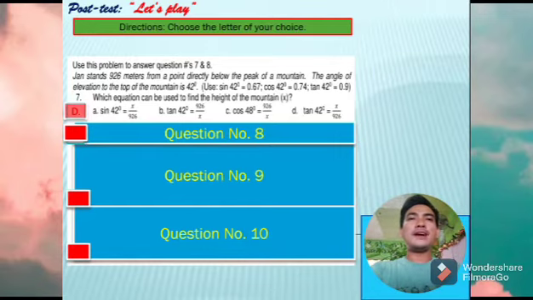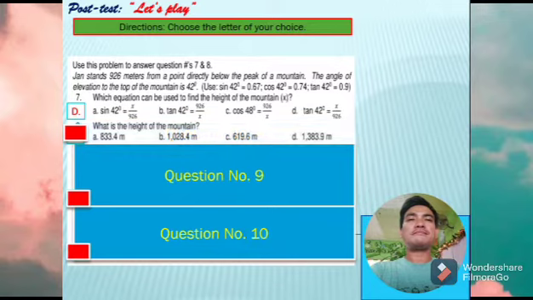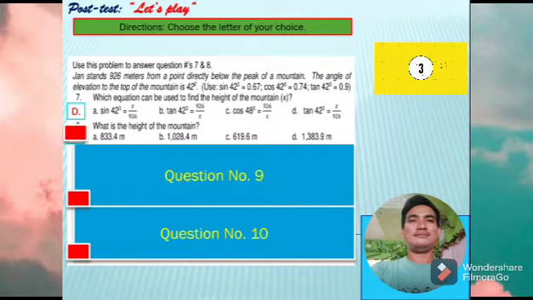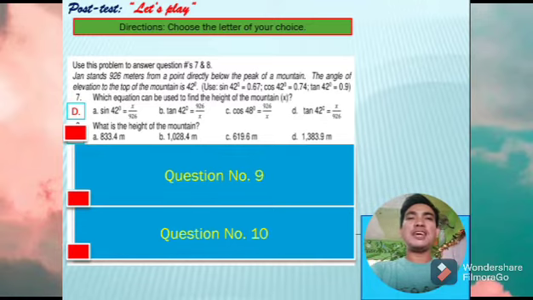And the correct answer is tangent 42 is equal to x over 926. Very good. You've got it. Next, number 8. What is the height of the mountain? Go! Remember, you are asked to use those values. So the answer is 833.4 meters. Very good, you've got it. Let's proceed to number 9.